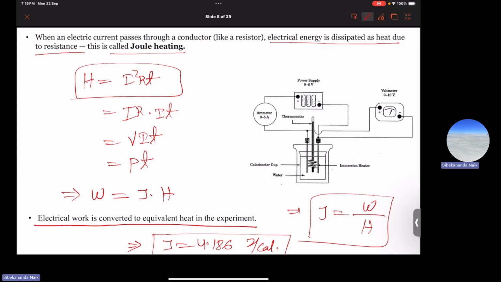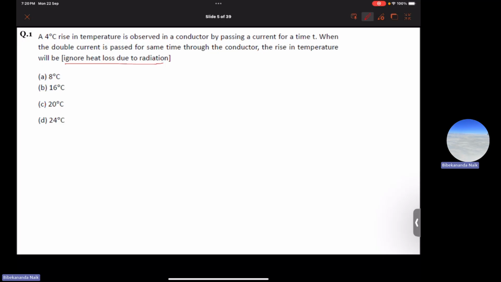We know the unit of energy is joule and the unit of heat is calorie. So 1 calorie of heat is equivalent to 4.186, or if you take one digit after the decimal point, 4.2 joule of electrical energy. Based on this concept, let's solve the first problem.